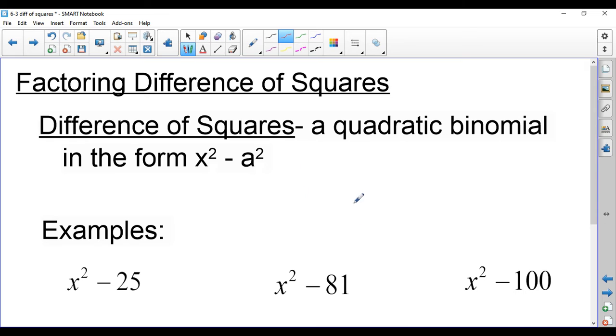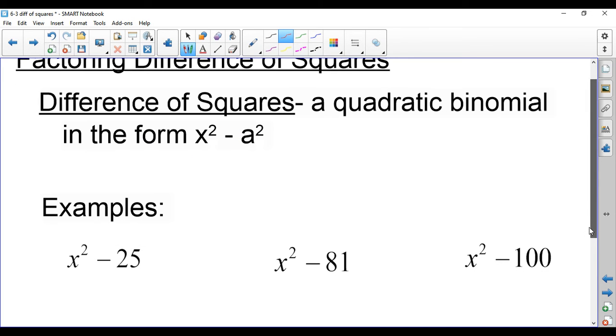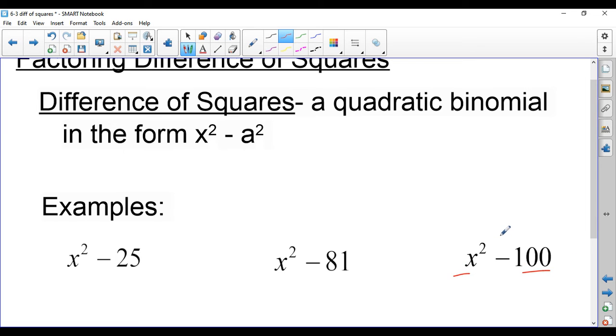So a difference of squares is a quadratic binomial, 2 terms, in the form x squared minus a squared. Here are some examples. X squared minus 25, because that's x squared minus 5 squared. X squared minus 81, which is x squared minus 9 squared. X squared minus 100, which is x squared minus 10 squared. I always have a perfect square in each of the terms, and they're always subtracted.